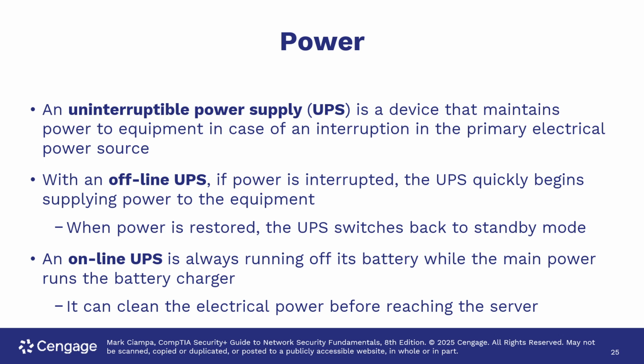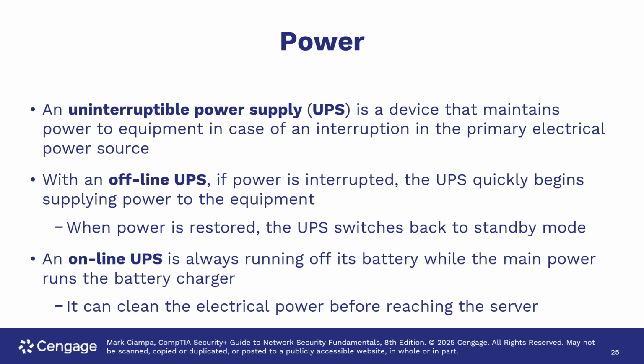So with all of this computer equipment, and it needs power, we have to make sure we protect the power. An uninterruptible power supply, otherwise known as a UPS, is a device that maintains power to equipment in the case of an interruption to the primary electrical power source. With an offline UPS, if the power is interrupted, the UPS quickly begins supplying power to the equipment. When power is restored, the UPS switches back to the standby mode, like a train track. You ever see a train track switch from track A to track B?